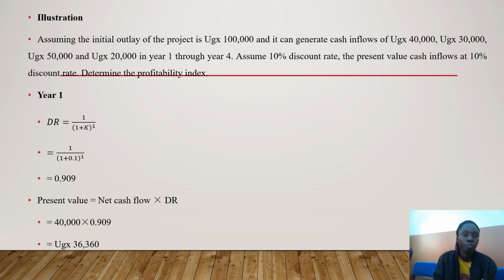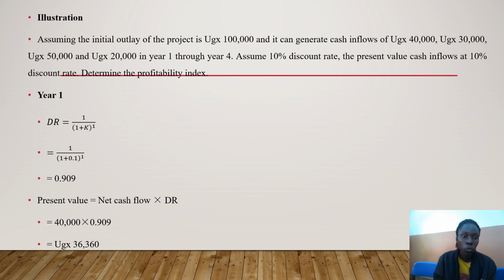Then we have an illustration here. Assume the initial outlay of a project is 100,000 and it can generate cash inflows of 40,000 Ugandan shillings, 30,000 Ugandan shillings, 50,000 Ugandan shillings and 20,000 Ugandan shillings in year 1 through year 4. Assuming a 10% discount rate, calculate the present value of the cash inflows at the 10% discount rate. Therefore, determine the profitability index.